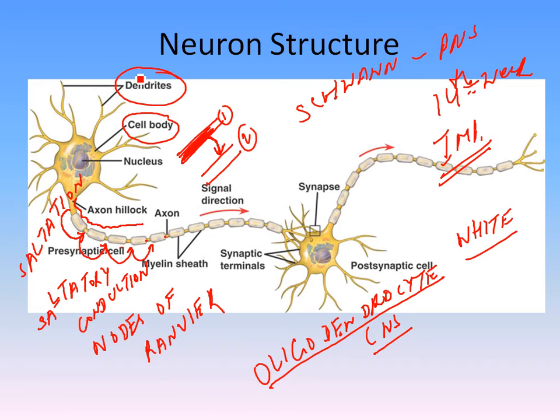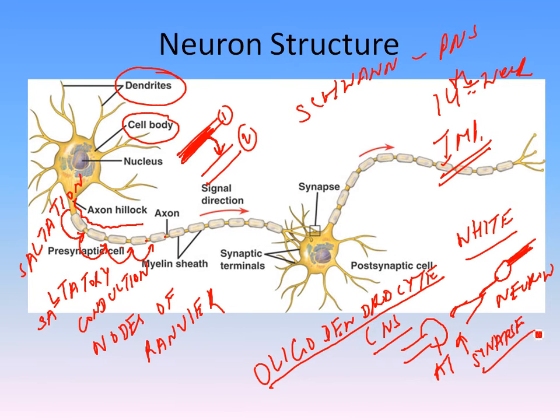At the end of the terminal knob is a gap, and this is called a synapse. So in other words, the axon terminal that's ending here is not going to touch the next dendrite. Here's the dendrite, here's the cell body, and here's the axon, and this is the axon terminal. The axon terminal is not going to touch the next dendrite of the next neuron. There's going to be a space, and this space is called the synapse.